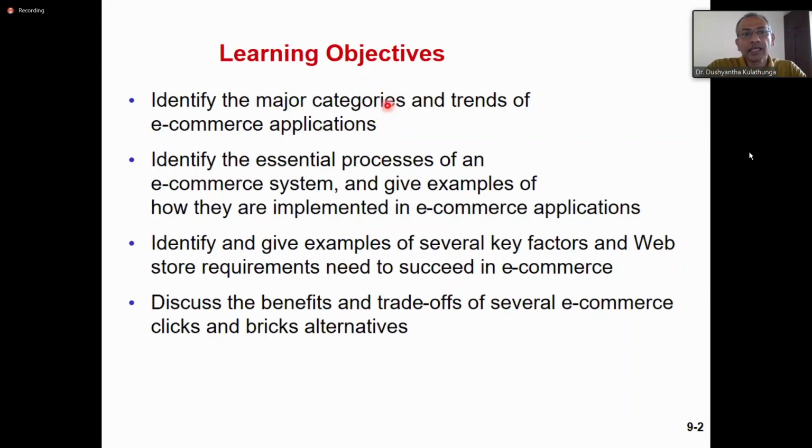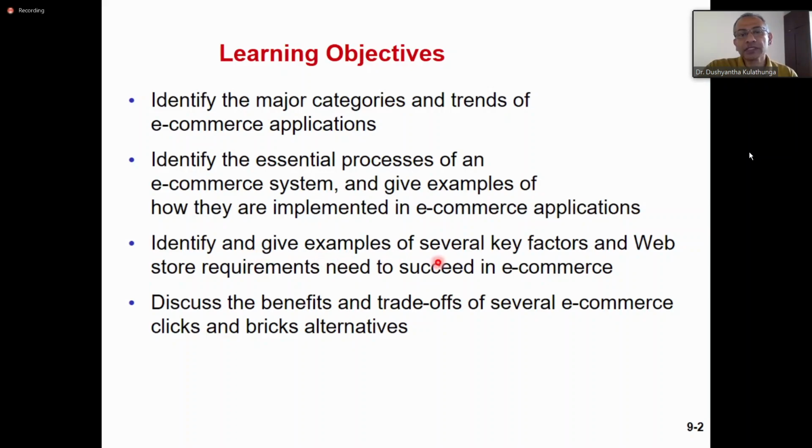electronic commerce, and then during the discussion we will identify certain trends of e-commerce applications, then identify the essential processes of an e-commerce system and give examples of how they are implemented in e-commerce applications. And we are going to identify basically 9 essential processes, or 9 essential components of an e-commerce system, and we are going to give some examples related to them.